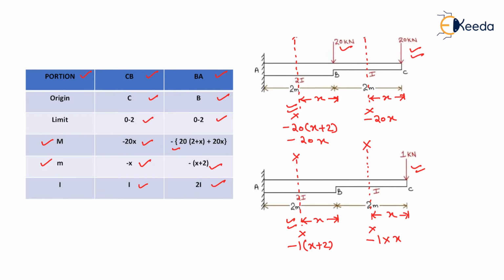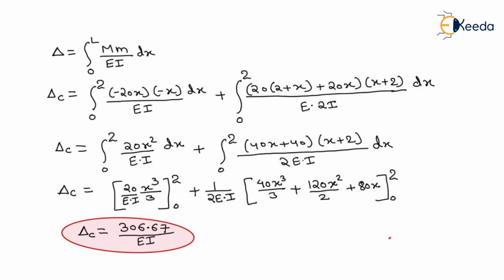For finding the deflection by the virtual work method, we put all these values in the expression delta equals integration from 0 to L of mM upon EI into dx. After putting the values, we get the expression as integration 0 to 2 of minus 20x into minus x dx upon EI. Here minus 20x is the value of capital M and minus x is the value of small m.